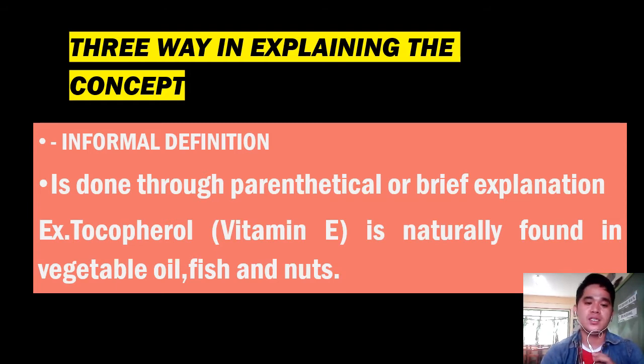It is very hard for us to understand what tocopherol means since this is a term, or I mean a jargon used by scientists or perhaps pharmacists or those who are in line with medicine. So we had to use informal definition by putting a parenthetical or brief explanation of what tocopherol means, by having this example, vitamin E. So tocopherol is a vitamin E. Okay, and then followed by an additional definition. So that's what an informal definition looks like.